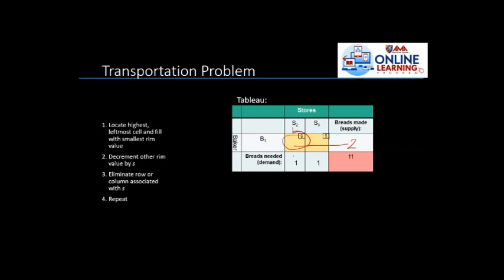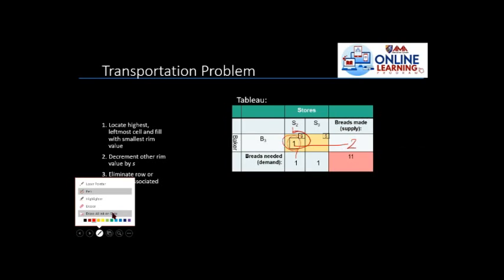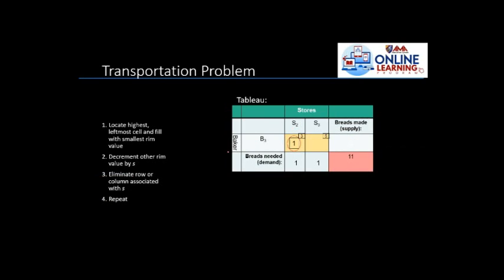C2 or C1? Si 1. Correct. Then, sino ang bawasan ng value? Si 2 or si 1? Si 2. Ano mangyari kay 2? 1. Magiging 1. Very good. Magiging 1. Then, sinong tatanggalin? Si row or si column?